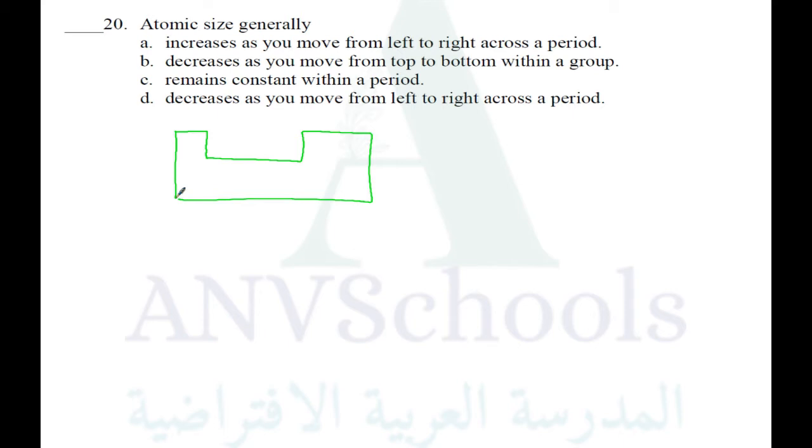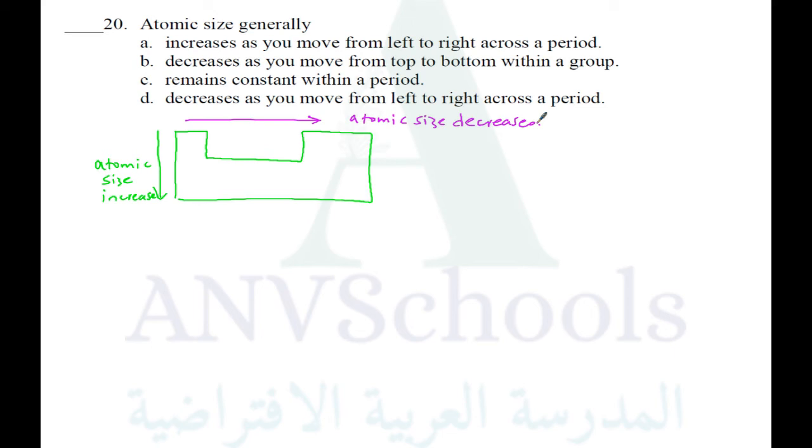But generally, as you go down a group, atomic radius or atomic size increases. And as you go across a period, atomic size generally decreases. We have mentioned this reason partly in question number 19. So atomic size generally increases as you move from left to right.